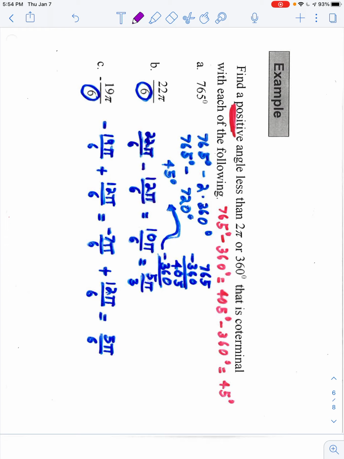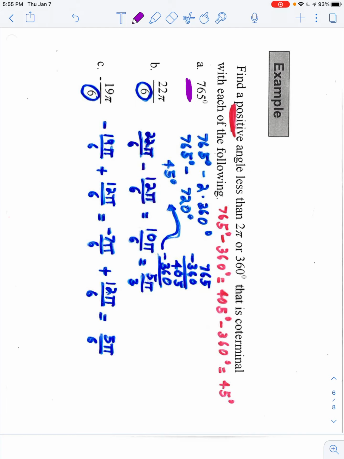This third slide says find a positive angle less than 2 pi, or 360 degrees, that is coterminal with the given angle. So I'm going to have to either add or subtract 360 or 2 pi. If I'm in degrees, I'm using 360. If I'm in radians, I use 2 pi. So they actually want you to figure out how many revolutions you're dealing with, more or less than. But to me, it's a lot simpler to just look at your angle.